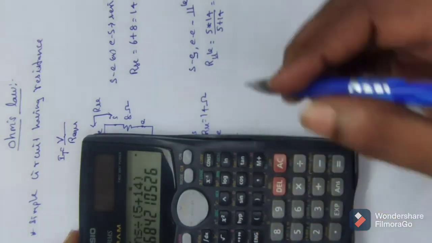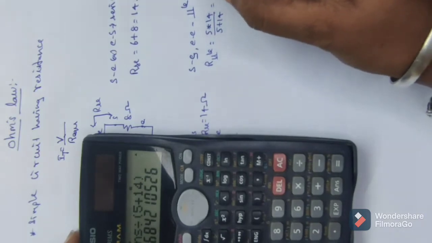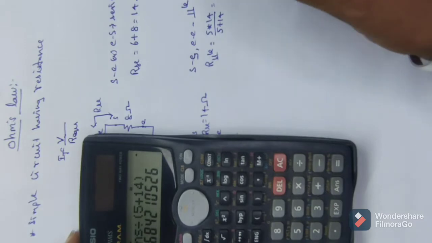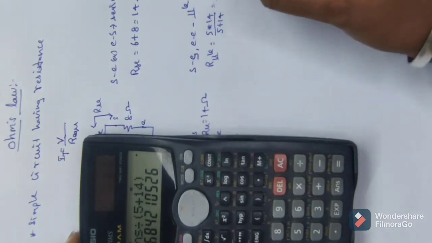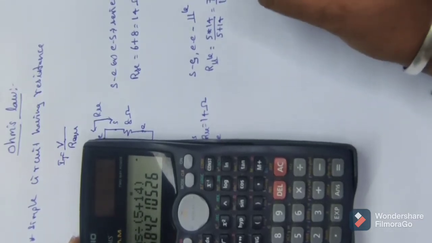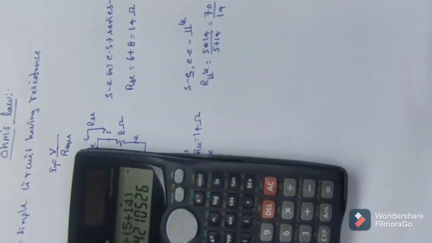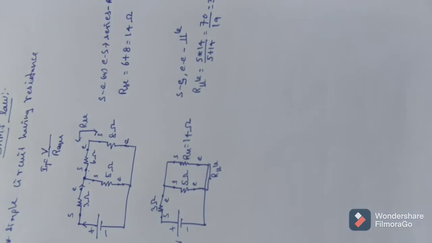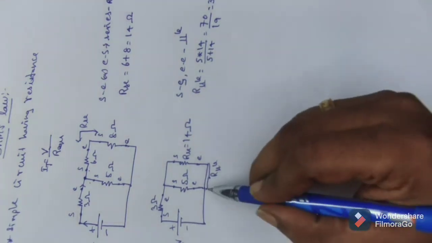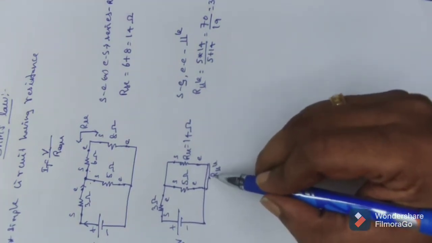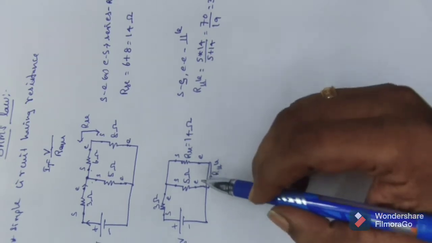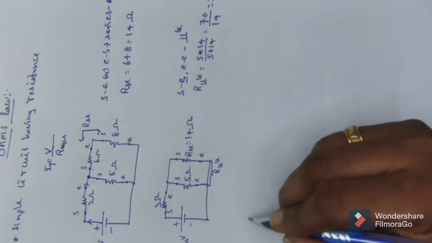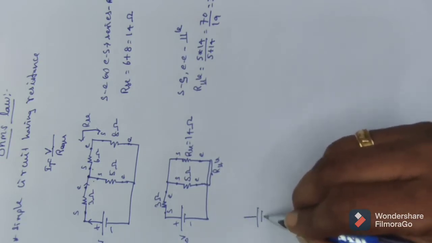So the answer is 70 by 19. We will get it as 3.69 ohm. So this is the equivalence which we got from this parallel. Once again, for these two, we have applied the parallel concept. We haven't touched this voltage as well as this resistance. This we need to write like that without any change.